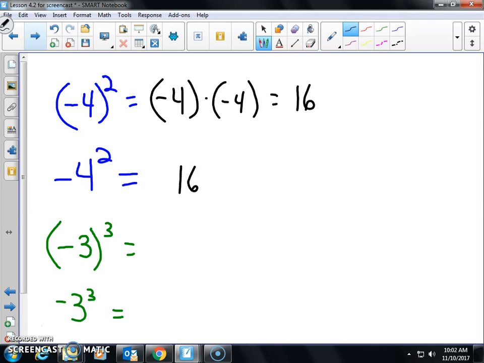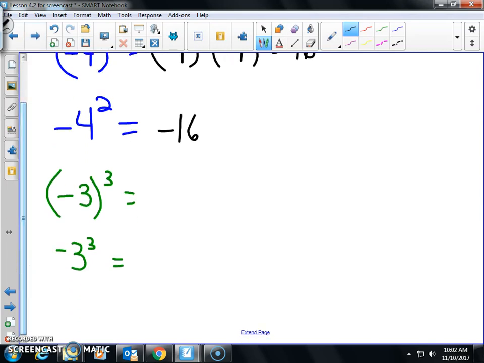4 times 4 is 16. But there's a negative that's not in parentheses, which means I want the opposite of 16, and the opposite of 16 is negative 16. So the strategy again, pretend there's no negative sign. Do the work. 4 squared is 16, but I want the opposite of 16. I want negative 16.